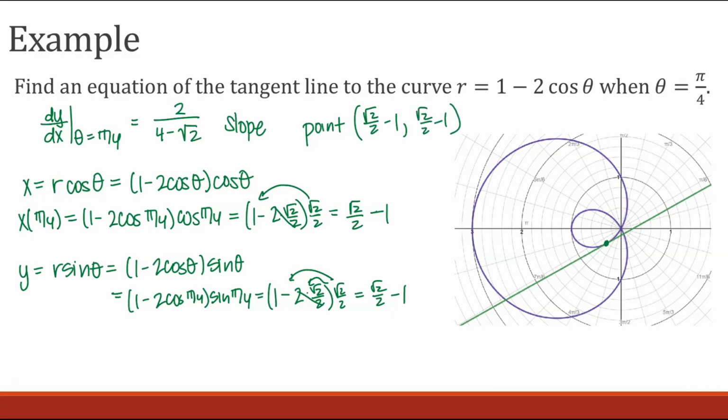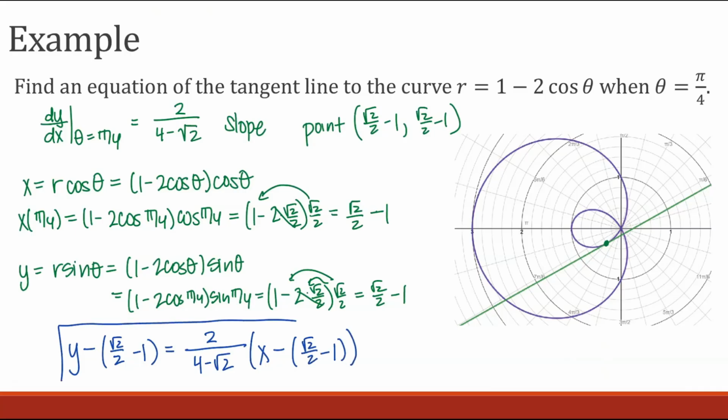So we have our m, we have our x1, y1, and we'll plug it into point-slope form of a line to finish out this problem. So we have y minus y1, rad 2 over 2 minus 1, equals slope 2 over 4 minus radical 2 times the quantity x minus x1. And we'll need to keep that x1, y1 in parentheses because the negative for each would distribute. And so we'll leave our answer like this. This is an equation of this tangent line when theta is equal to pi over 4.